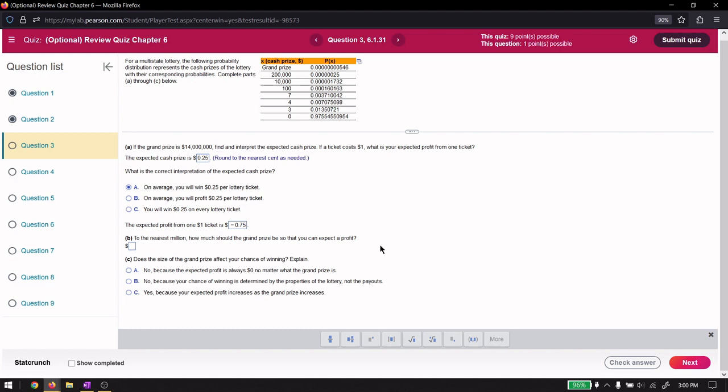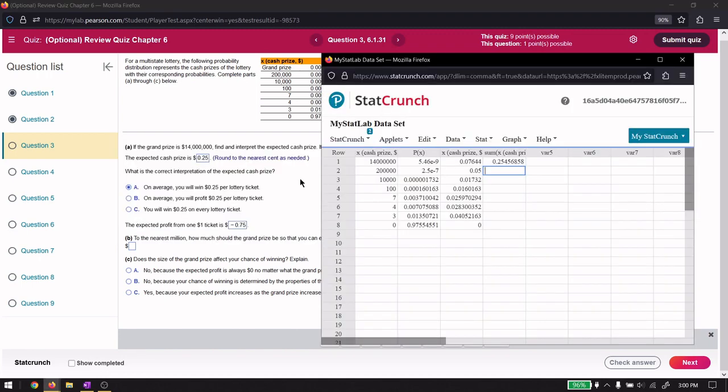Okay, now it's the nearest million. How much should the grand prize be so that you can expect a profit? In other words, do we know how much it is to break even? And then to expect a profit, we know it's going to be greater than that number. So let's go ahead and calculate this. The way we calculate it is we look for our expected value, the same idea that we did here, right? We multiplied these two things together and then we added them up, and that was our expected value.